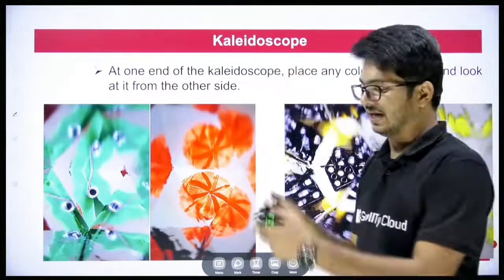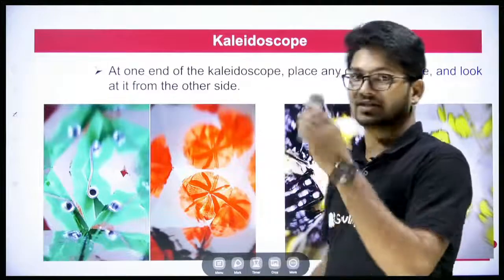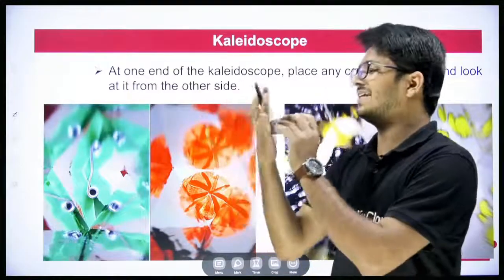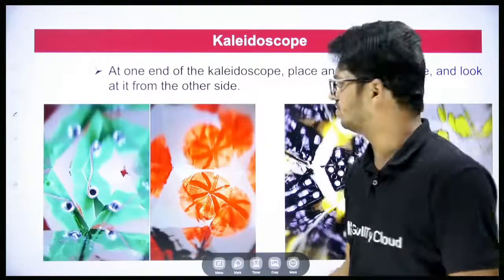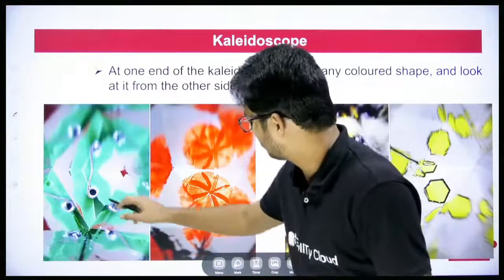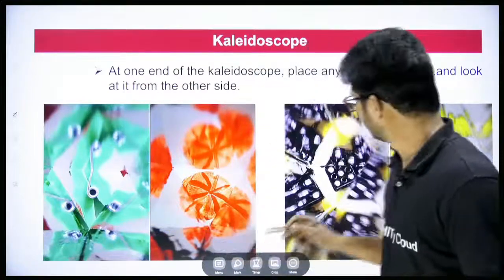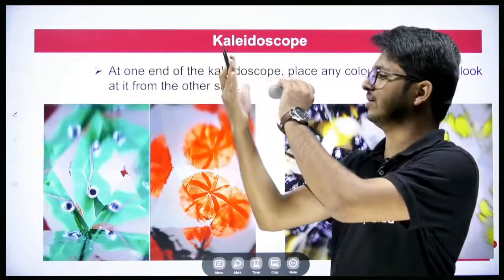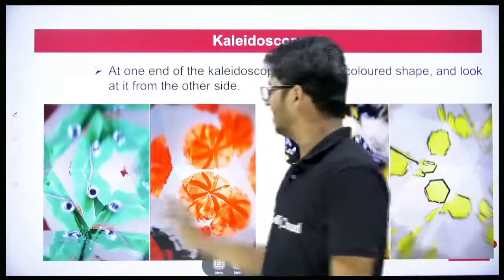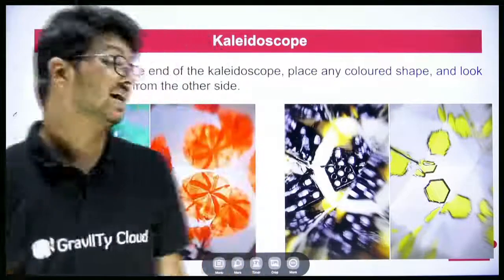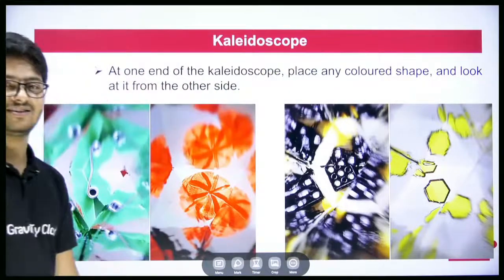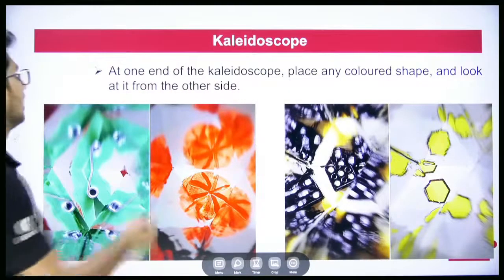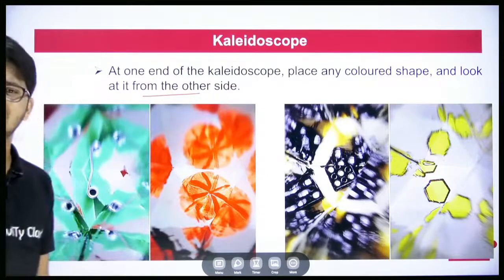At one end of the kaleidoscope, place any colorful object. Here they have placed a green object, here an orange, here black, here yellow. Just place it and look from the other side. And you can see different colors and it will be beautiful. Look at it from the other side, that's it.